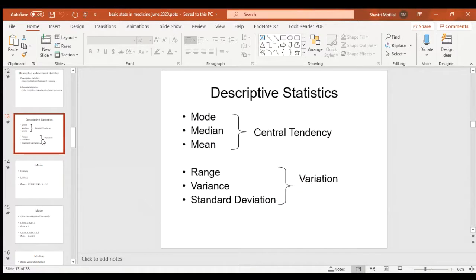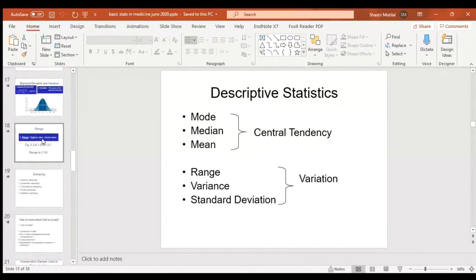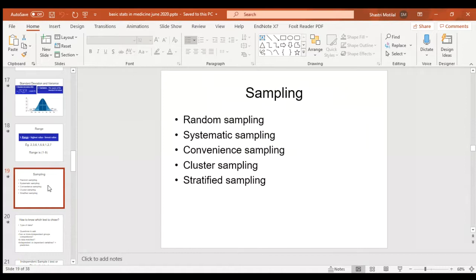You would see them reported in studies, and they give an idea as to where people lie close to the middle and how much people spread out on average, apart from the average on either side, right? So these are what we call descriptive statistics. I just went through those quickly.